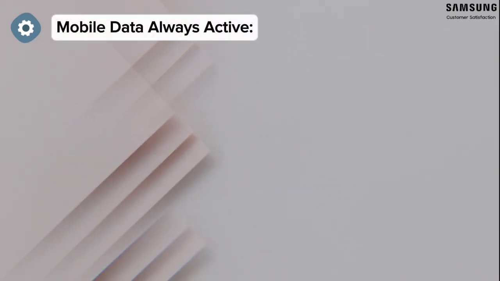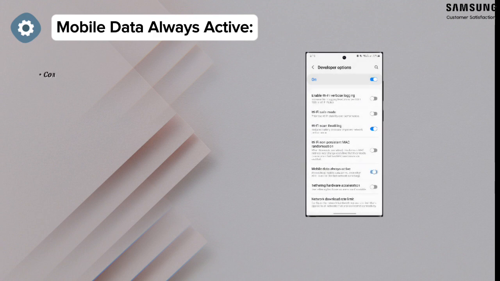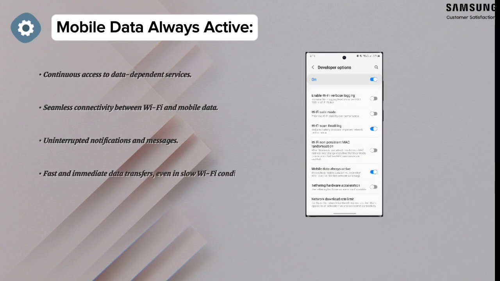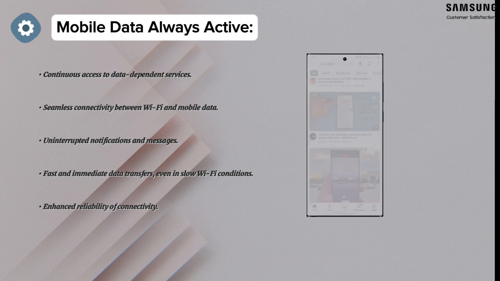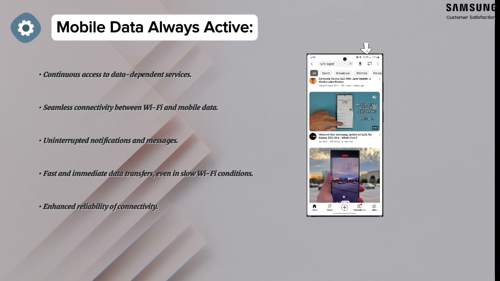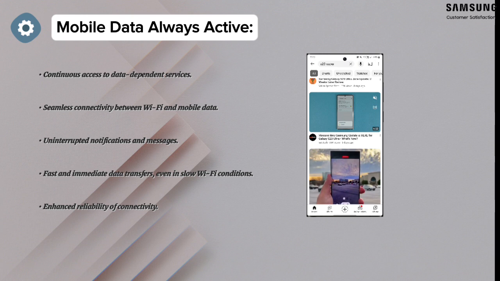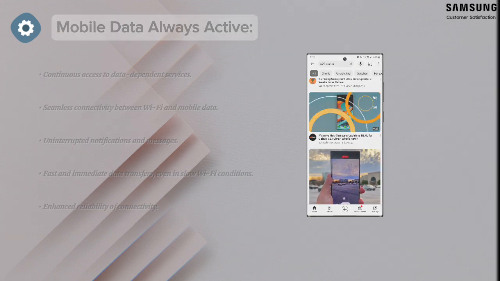Third, Mobile Data Always Active. By enabling Mobile Data Always Active, you can ensure that your mobile data connection remains active even when you're connected to Wi-Fi networks. You no longer need to manually switch off Wi-Fi or worry about interrupted data connections. Mobile Data Always Active has got you covered.